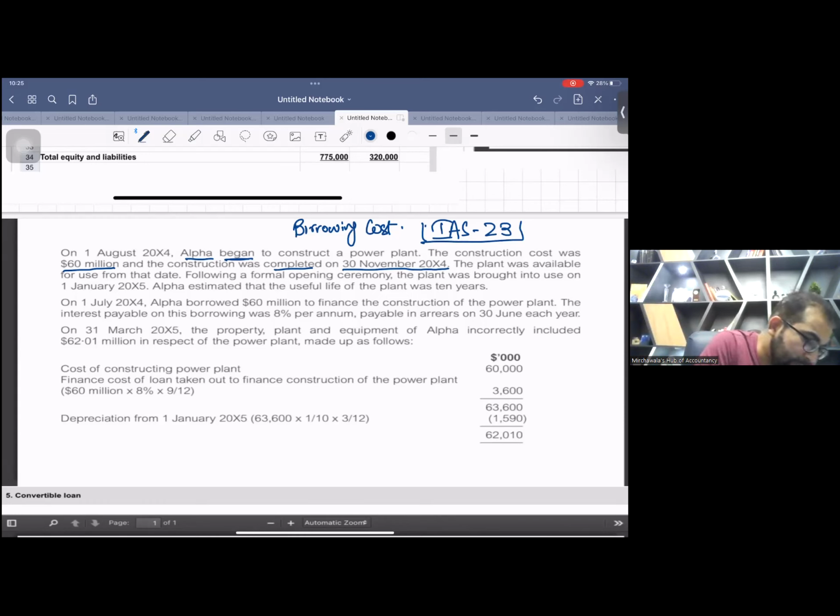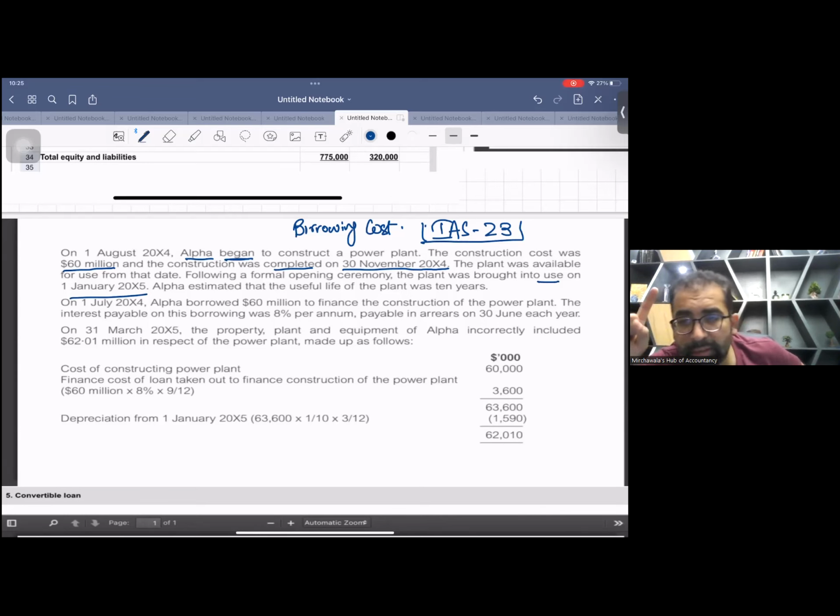The plant was available for use from that date. Following a formal opening ceremony, the plant was brought into use on 1st January X5. It doesn't matter. You have to see the availability for use. You start depreciating your things the day when it is available for use.